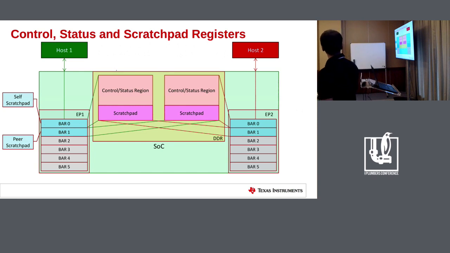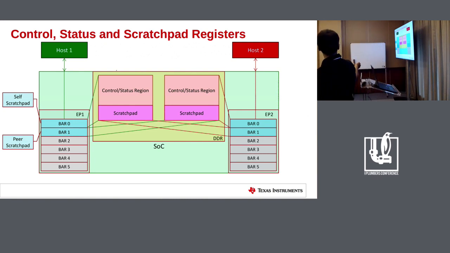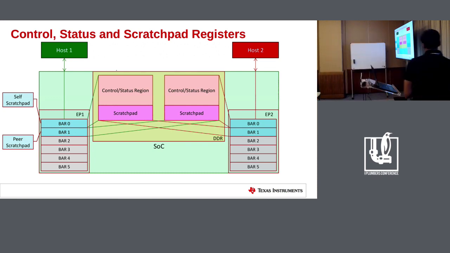So here, as I said, I combined the control status region and the scratchpad region. And the inbound address translation unit is configured such that any access to bar 0 will reach the control status region and the scratchpad region. The control status region and the scratchpad regions are memory that is actually allocated in the DDR. So the scratchpad of one host is also the peer scratchpad of the other host.